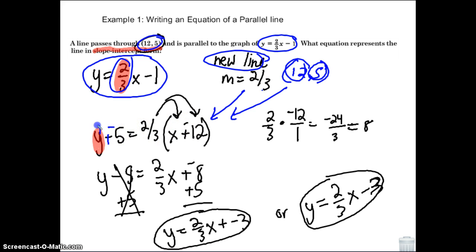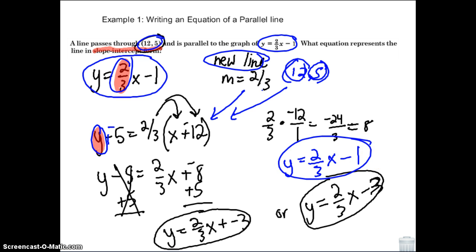Now, like I said in the previous problem, our main goal is to get y by itself. So to get y by itself, we had to add 5 to both sides. And we got y equals 2 over 3x plus a negative 3. Or you don't have to do the keep change, and you can say y equals 2/3 x minus 3. Now the original equation was y equals 2/3 x minus 1.